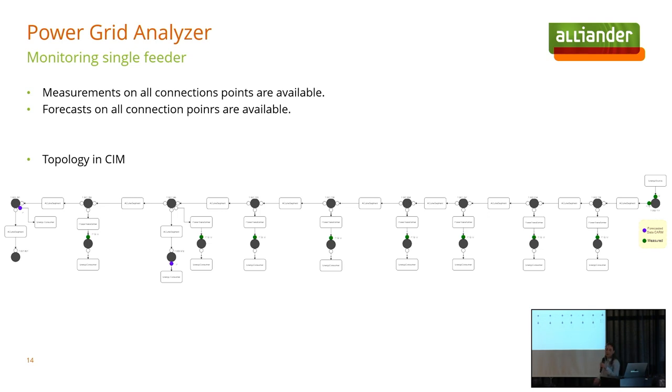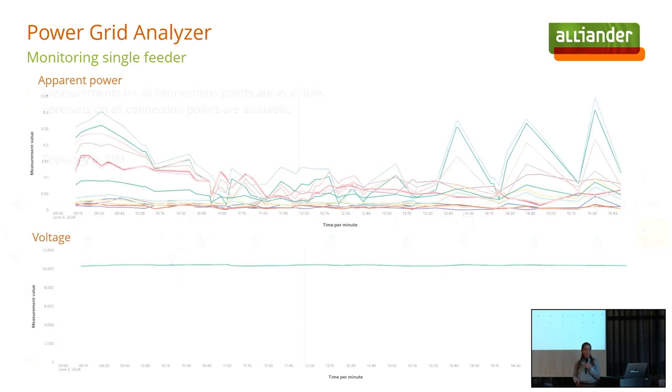This is how the topology of that feeder looks in CIM. And on the next slide, you have the state estimated voltage and the apparent power for different customers, for the different connection points in that medium voltage network.